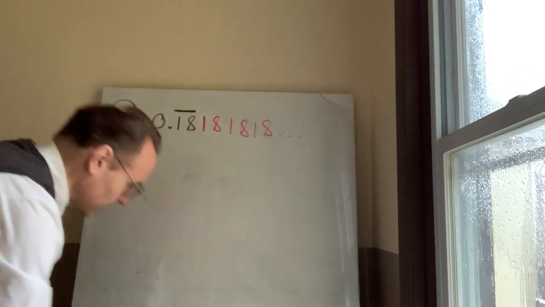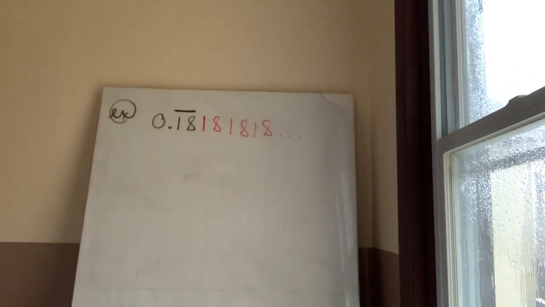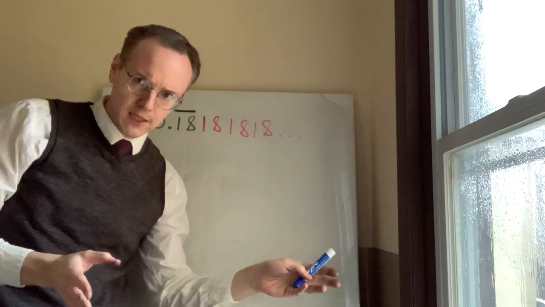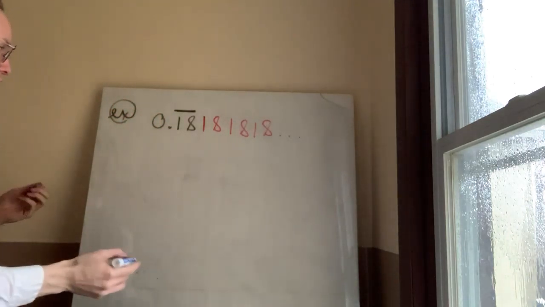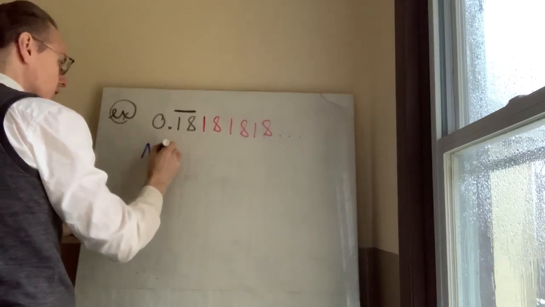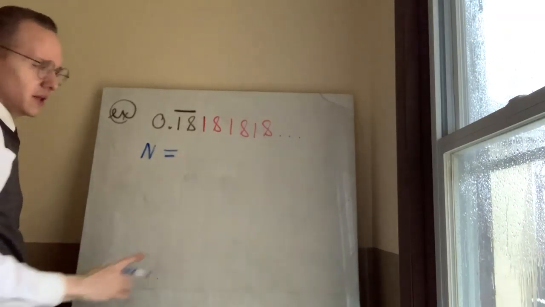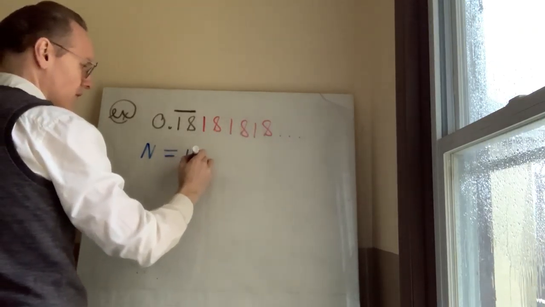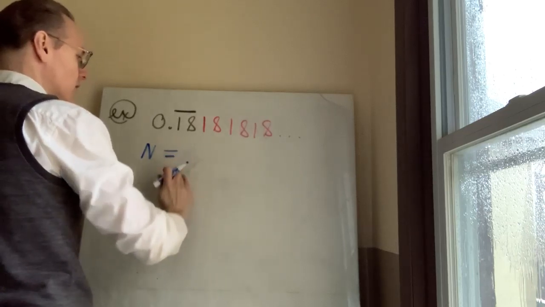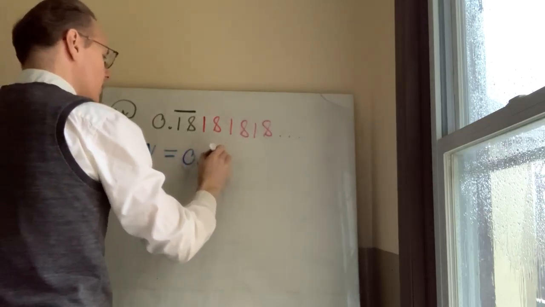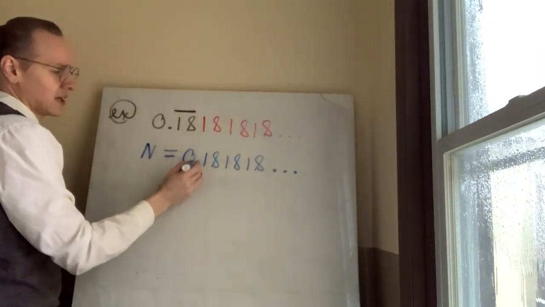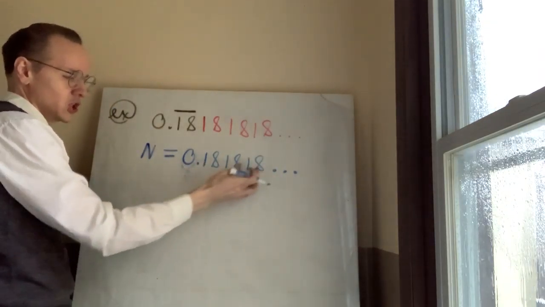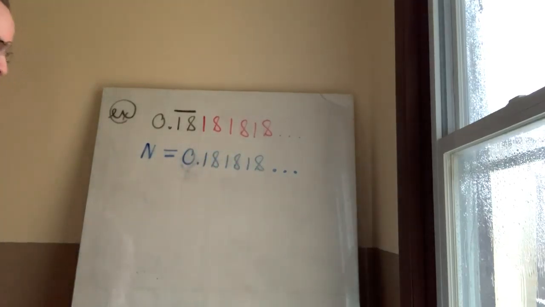Right. Let's start out by calling it, even if it seems kind of superfluous and silly, you know, unnecessary, extra, let's call this n, right? N is a number. And then just duplicate what we have, 0.181818 with a bunch of ellipses. I like to do three iterations of whatever is repeating.